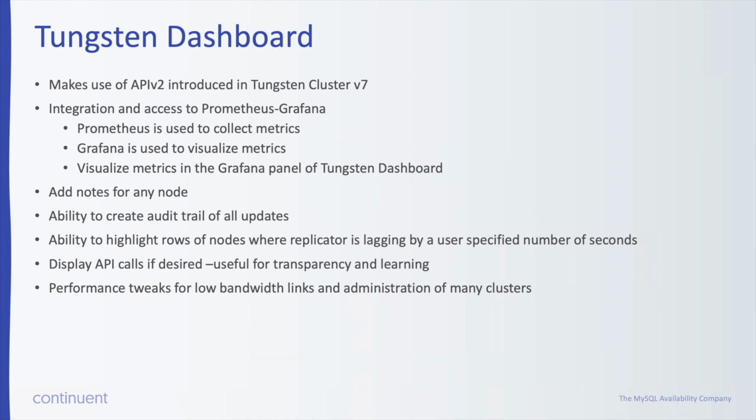And also, again, with API v2, the dashboard can take advantage of this, and there's a lot better performance now, even for links of low bandwidth, right? Or if you have maybe 100 or so clusters and you want to administrate them through the dashboard, it's a lot more efficient now for doing this. So we shouldn't see any really major performance issues. We saw some in prior versions when there were a lot of clusters, but now that's all been addressed.